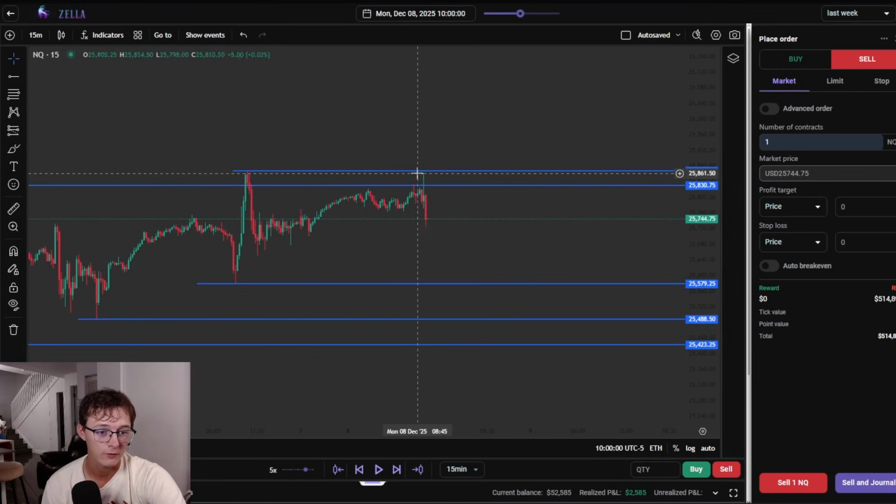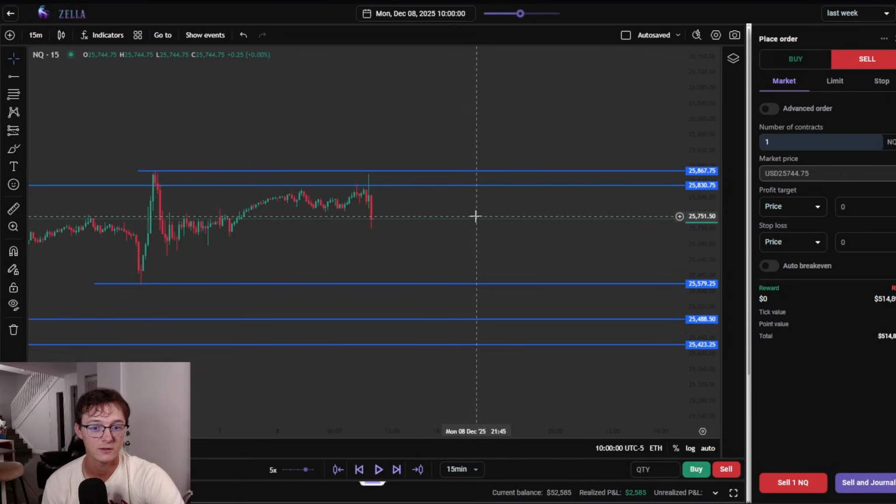So we have not formed a higher high, we've actually formed a lower high. And then along with this, our prior low, a new low is being formed. So we have a lower low formed, a lower high formed. This is starting to look like the potential start of a downtrend.